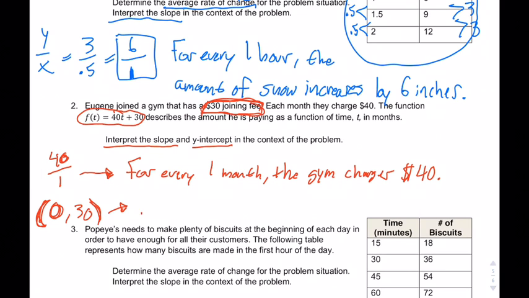So we can say that Eugene must pay $30 initially. All right. That takes care of the 2 problems.